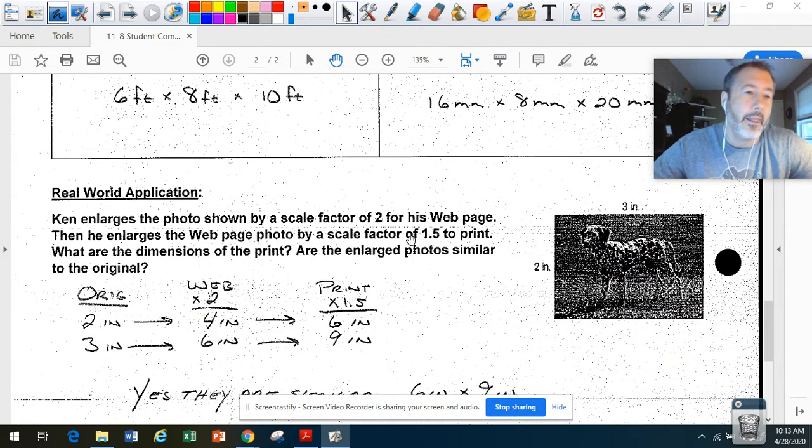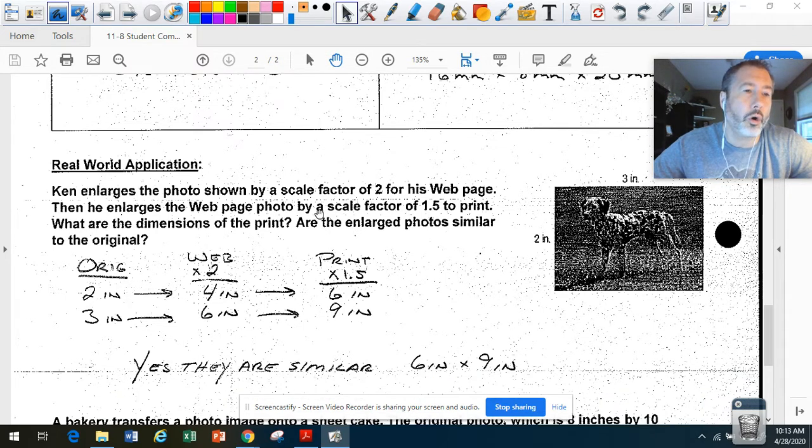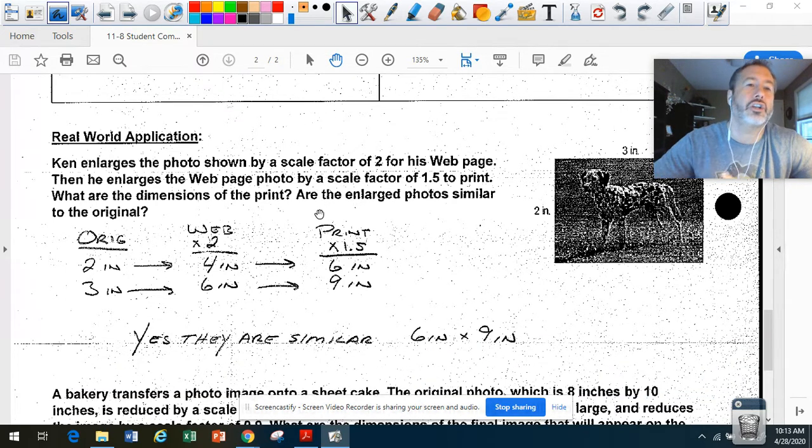Okay, let's look at this Dalmatian. The Dalmatian is hard to see here. But here we go, a real world application. It says Ken enlarges a photo shown by a scale factor of 2, which means it's going to get bigger on his web page. Then he enlarges the web page photo by a scale factor of 1.5 to print. What are the dimensions of the print? Are the enlarged photos similar to the original?